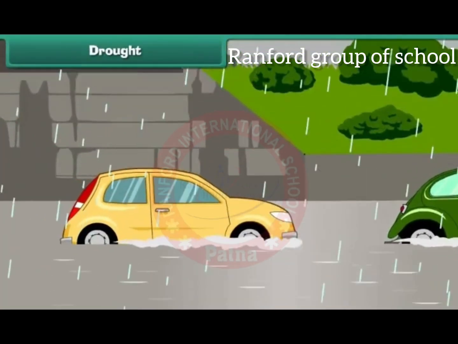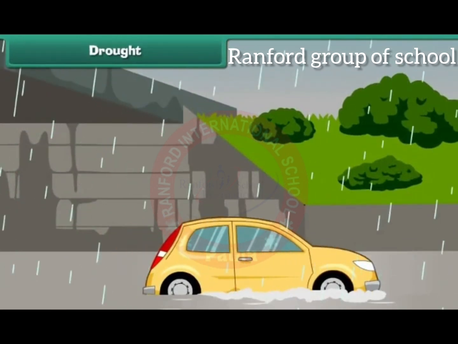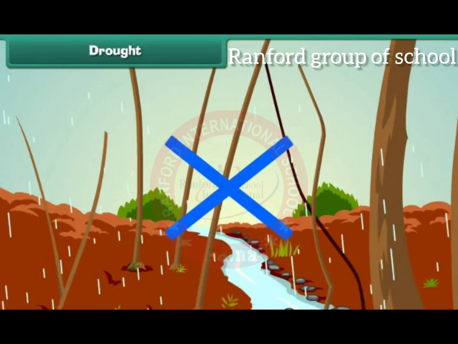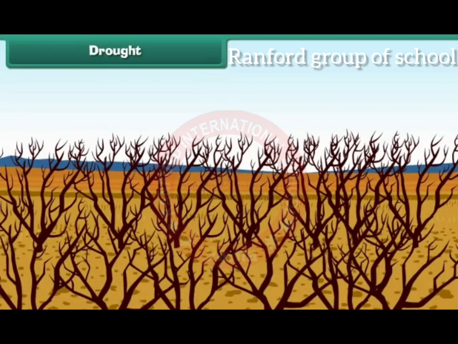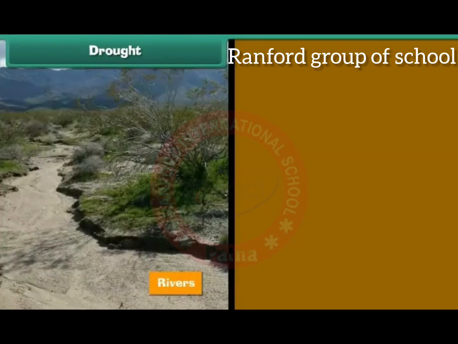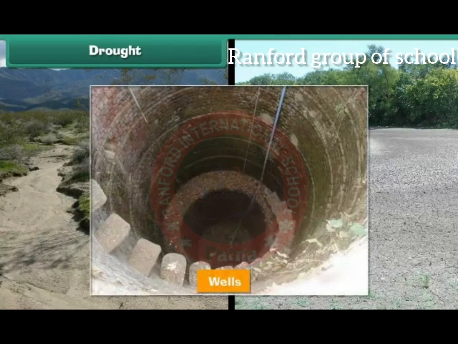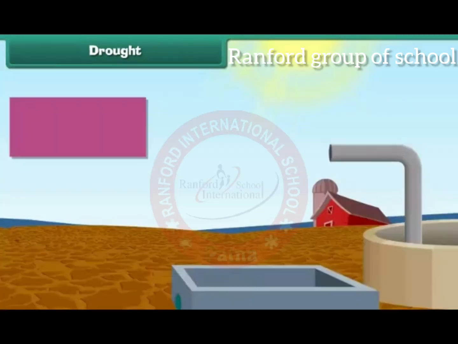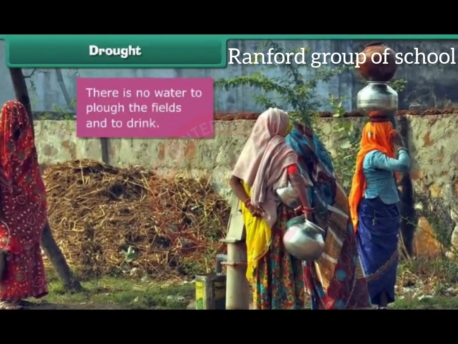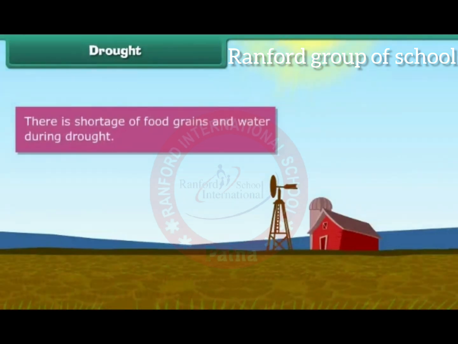Drought. We now understand that flood occurs due to plenty of rainfall. So, what is the case when there is no rainfall? Yes, it will lead to another kind of natural disaster that is known as drought. So we can say that drought occurs when there is very little rainfall or no rainfall at all. During droughts, the rivers, ponds, wells, and other water resources dry. There is no water to plow the fields, and even drinking water is hardly available. There is shortage of food grains and water.